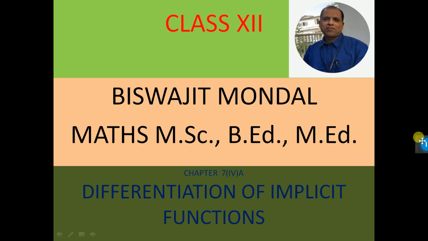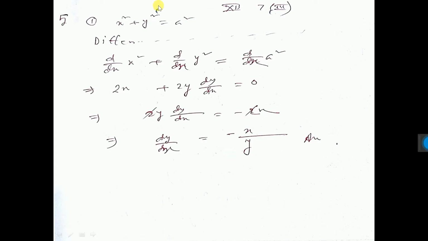Class 12 students. Now I'll do differentiation of implicit functions. See, one sum is given, x square plus y square equal to a square. If we differentiate both sides with respect to x, here you have to write differentiating both sides with respect to x. Then d/dx of x square, here d/dx of y square, here d/dx of a square. d/dx of a square, this a square is constant, so it will be 0.